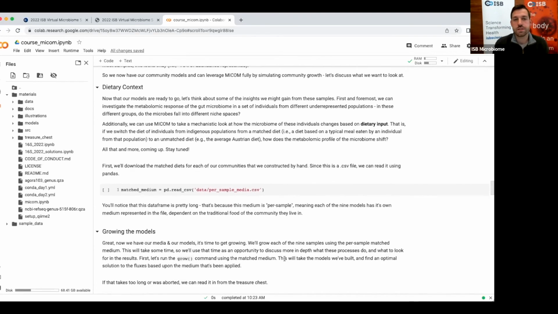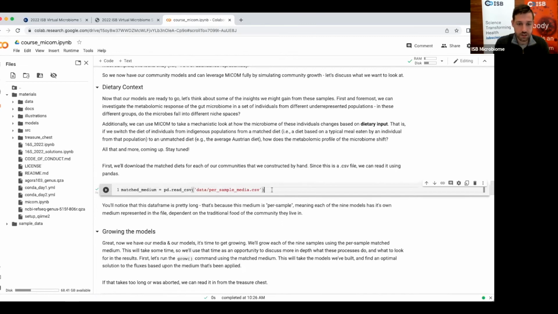So as I mentioned previously, before we can conduct the growth simulation, we need to pass in a medium that designates which metabolites are available to the microbiome in order to grow. So to do that, first we need to load our medium. So in this cell, we'll download the matched diets for each of the 3 communities that we're studying that was constructed by our team by hand. This is a CSV file, so we can easily read it using pandas. So we'll run this cell.